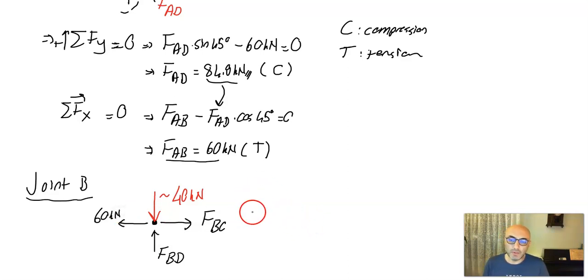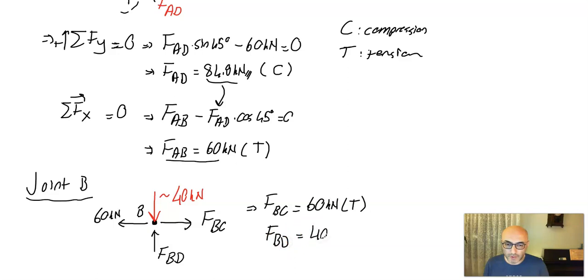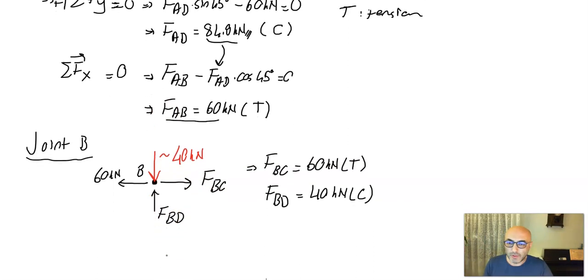Okay, so writing equilibrium equations for this particular joint, this is a free body diagram at joint B. It's really straightforward to find. FBC is equal to 60 kilonewton, tension, and FBD is equal to 40 kilonewton, compression. It's simply by observation. We don't need to write the sum of the forces in the x direction and the y direction. It's quite obvious here. So joint B is okay.